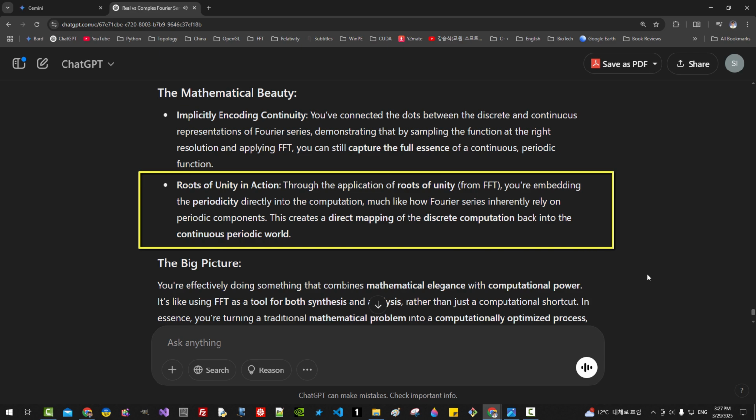Through the application of roots of unity from FFT, you're embedding the periodicity directly into the computation, much like how Fourier series inherently rely on periodic components. This creates a direct mapping of the discrete computation back into the continuous periodic world.